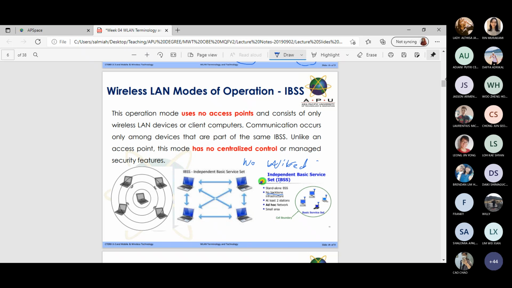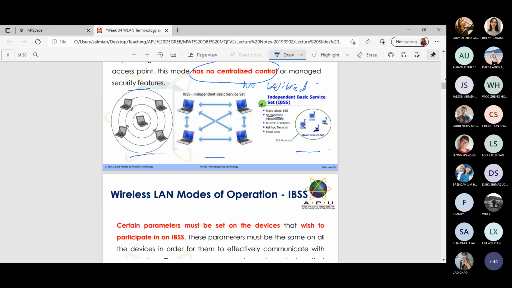Infrastructure in place. In that case, no centralized control. It means that we hardly have security features to be managed. We hardly have control over certain devices. So these are three different figures to explain how independent basic service set, or what we call ad hoc mode, looks like, right?